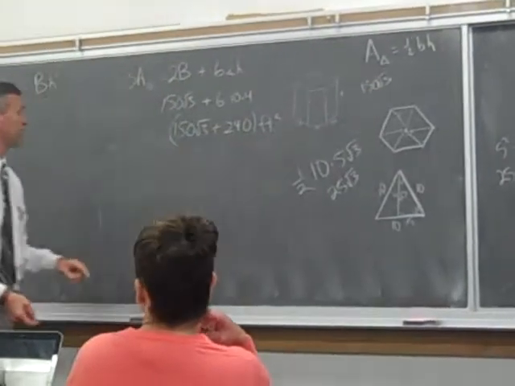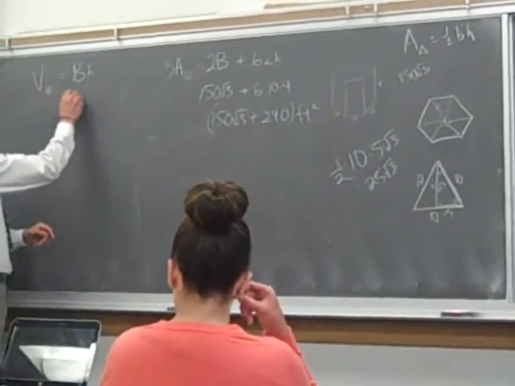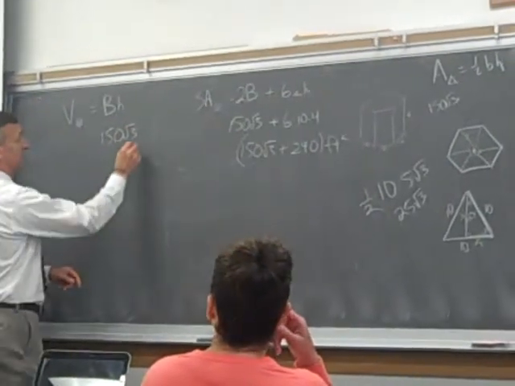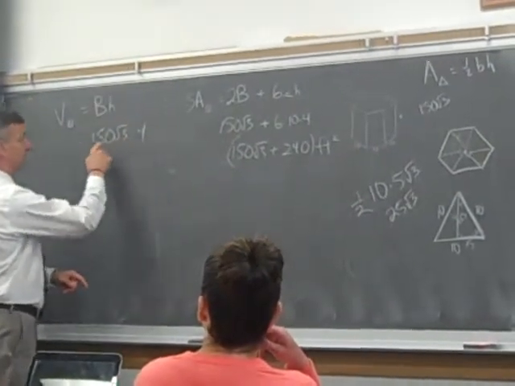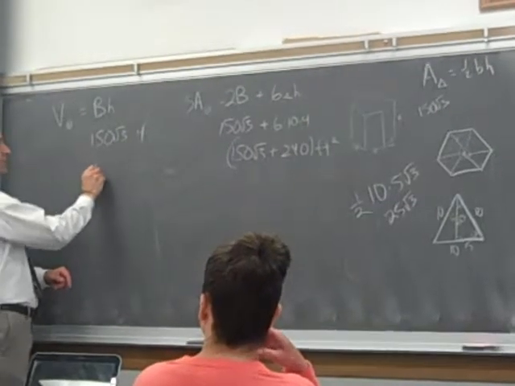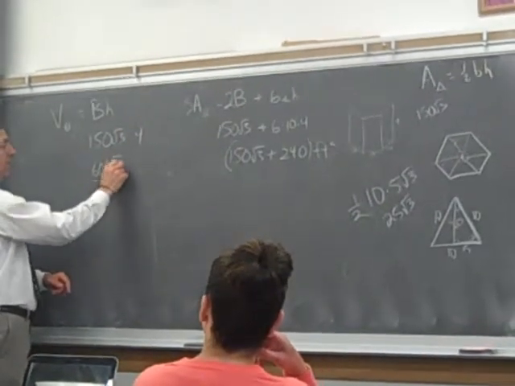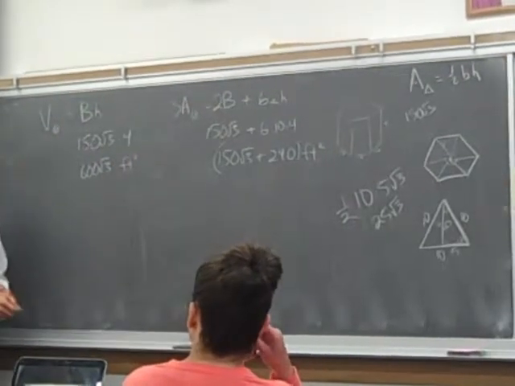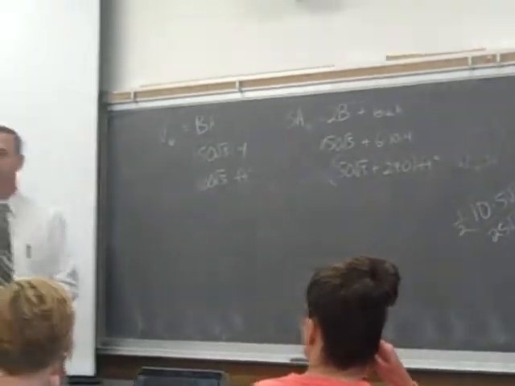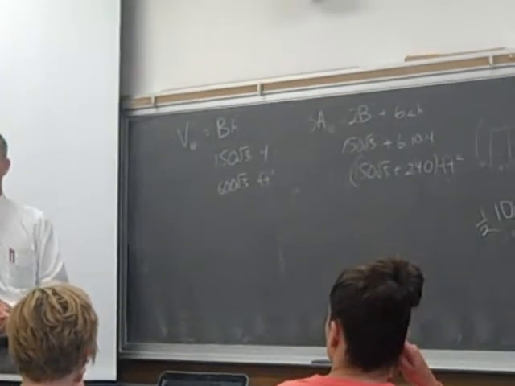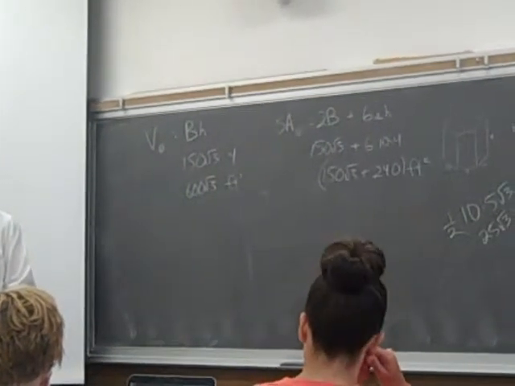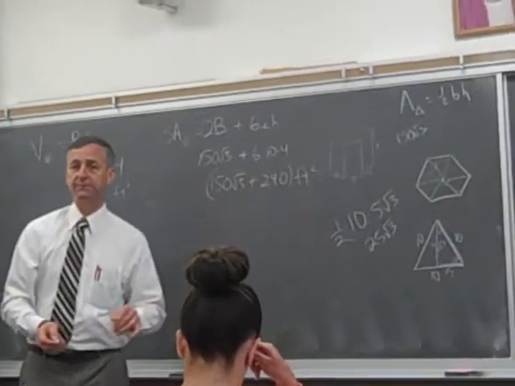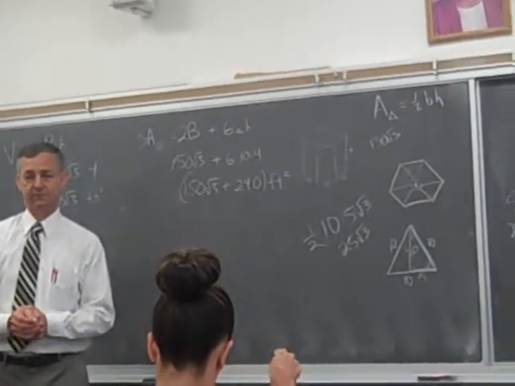Okay. So we'll take that, 150 radical 3, and multiply it by 4, which makes what? 600 radical 3, and this is in feet cubed. What else are we going to do? So we're filling it, we're painting it. What's the longest distance?